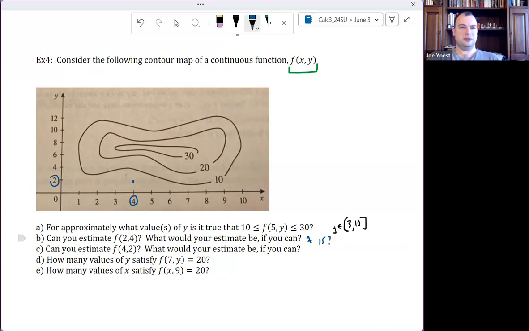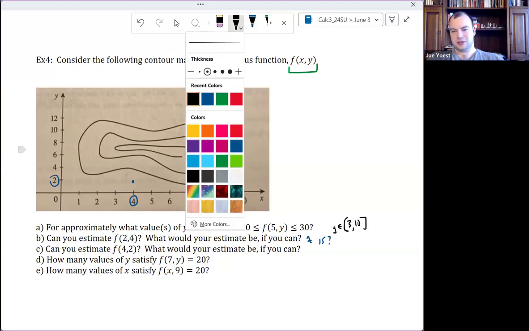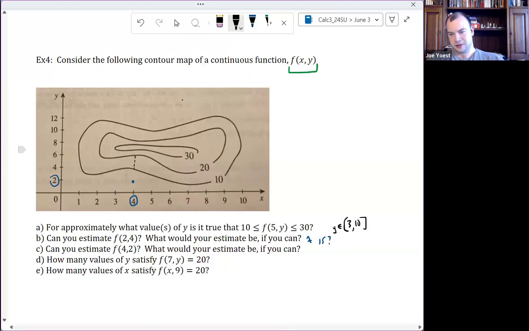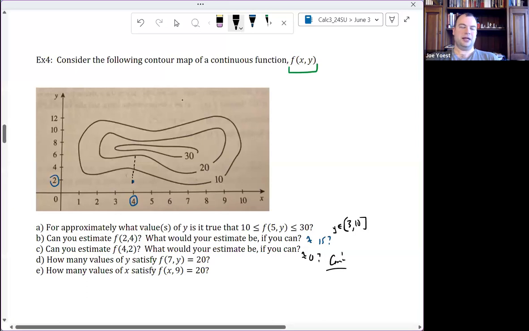On the other hand, if you were forced to make an estimate, you might look at this and say, well, in this direction, the level curve going from 20 to 10 spans about that distance, and this point may be about the same distance away from 10 as 10 seems to be away from 20. Maybe I would guess 0. So I might guess 0, or I might say we can't really reliably do it.